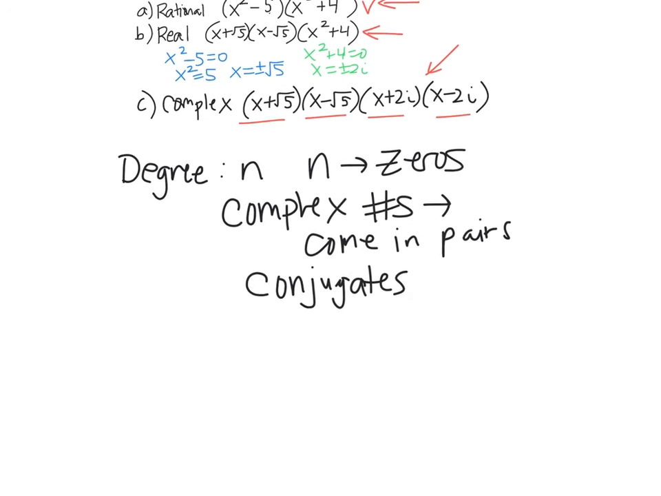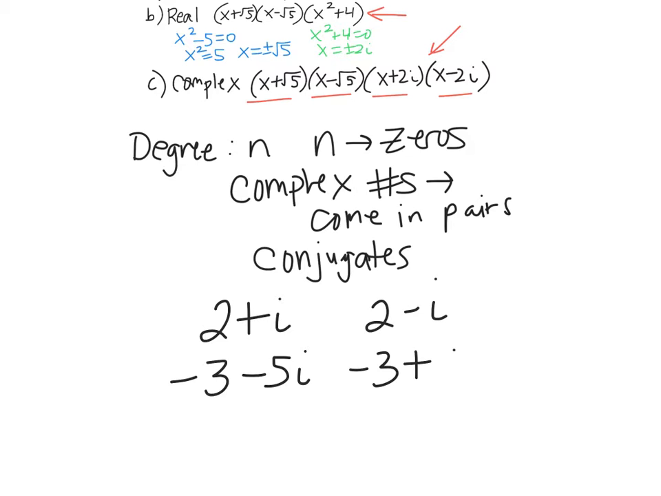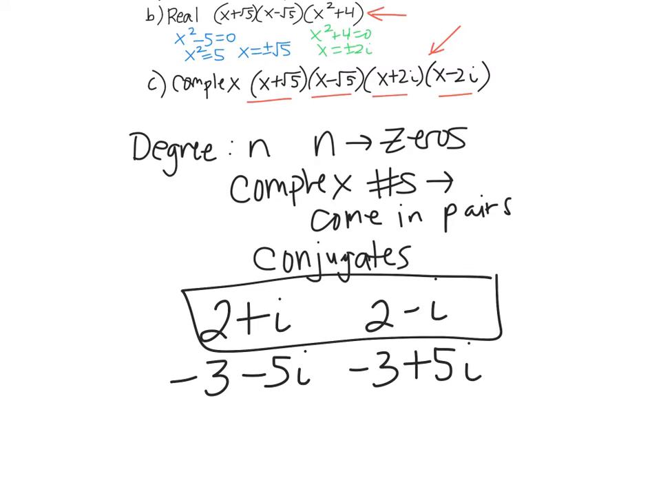Do you remember? So for example, if I had 2 plus i, what's the conjugate of 2 plus i? 2 minus i, yeah. Or if I had negative 3 minus 5i, then my conjugate would be negative 3 plus 5i. So only the middle sign changes on conjugates. So if 2 plus i was a 0, then 2 minus i has to be a 0 too. They always go in pairs.